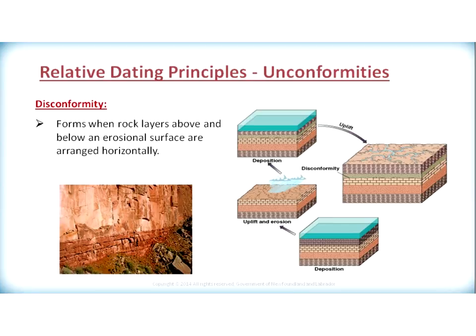Let's have a look at the second type of unconformity. This one is called a disconformity. A disconformity forms when rock layers above and below the erosion surface are arranged horizontally. In the sequence of diagrams to the right, we see that we have a series of layers of sediment being deposited beneath water level. That could be an ocean or a lake. Once this area gets uplifted, the lake will drain, and the surface then is exposed to erosion.